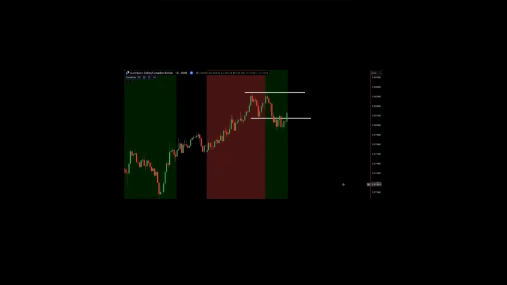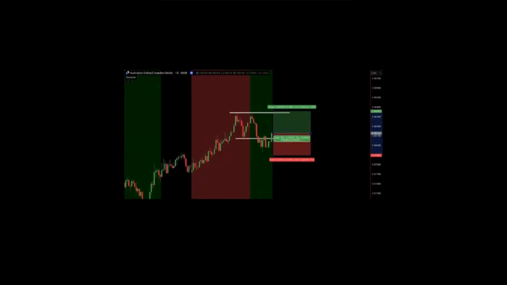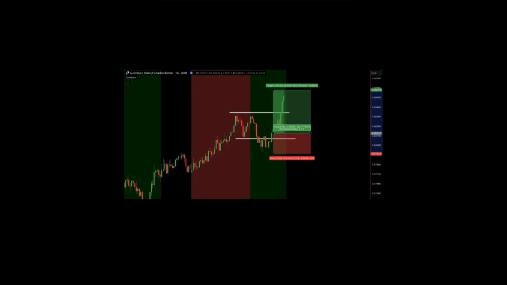We take the entry as soon as the candle closes back above the swept low. Our stop loss goes just below the liquidity sweep, and our take profit is placed at the next significant resistance level, always targeting a minimum 2-to-1 risk-to-reward ratio. And as you can see, price moved smoothly in our direction and hit the target with precision, exactly as planned.